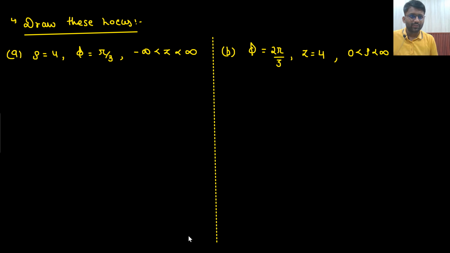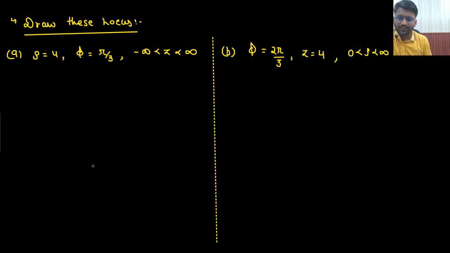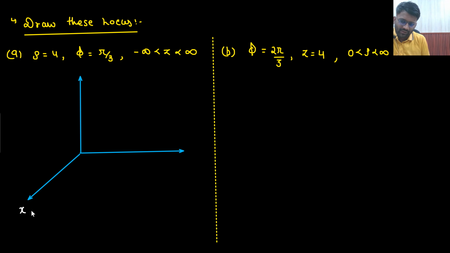Welcome back. Did you draw the locus? Let's get started. Rho equals 4, phi equals pi by 3. So we will make x, y, z. Phi equals pi by 3 means with the x axis you need to make the angle of pi by 3, that is 60 degrees. So you are making an angle of 60 degrees with the x axis, and rho is 4. The radial distance from the z axis you need to cover is 4. This distance is 4.